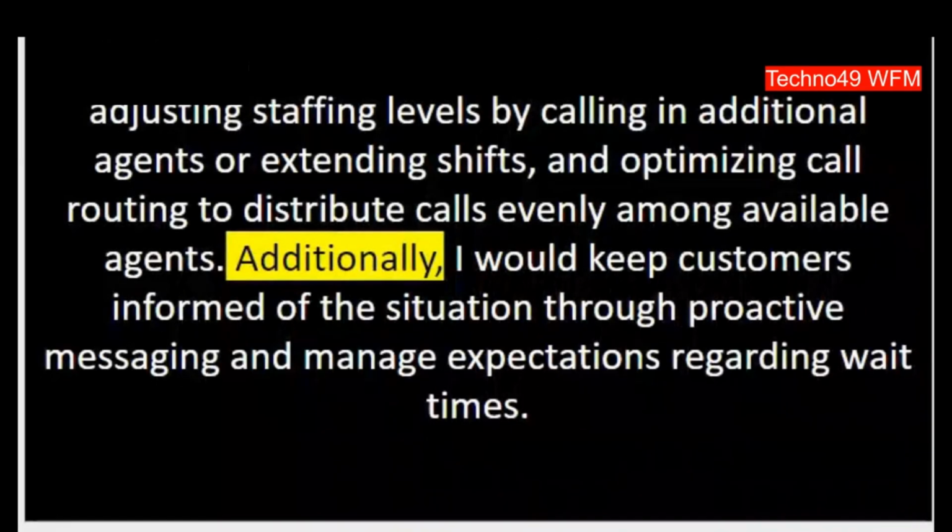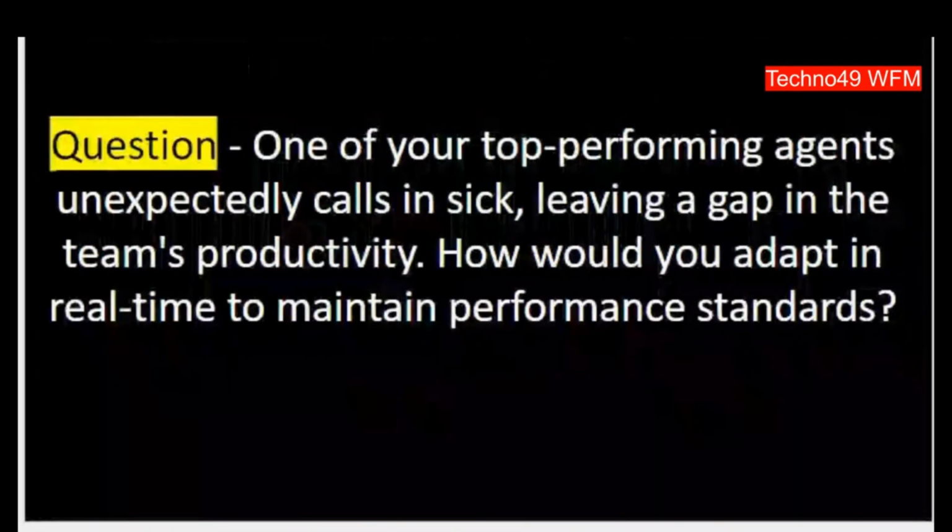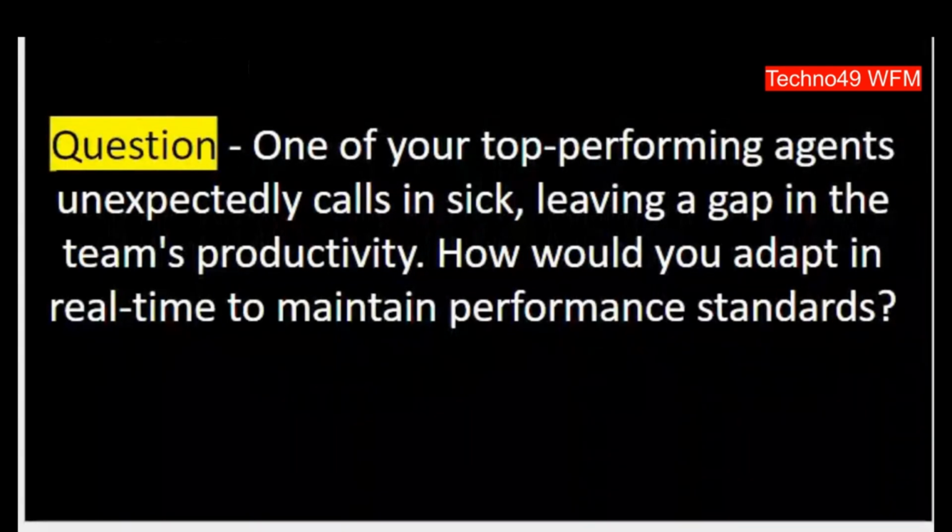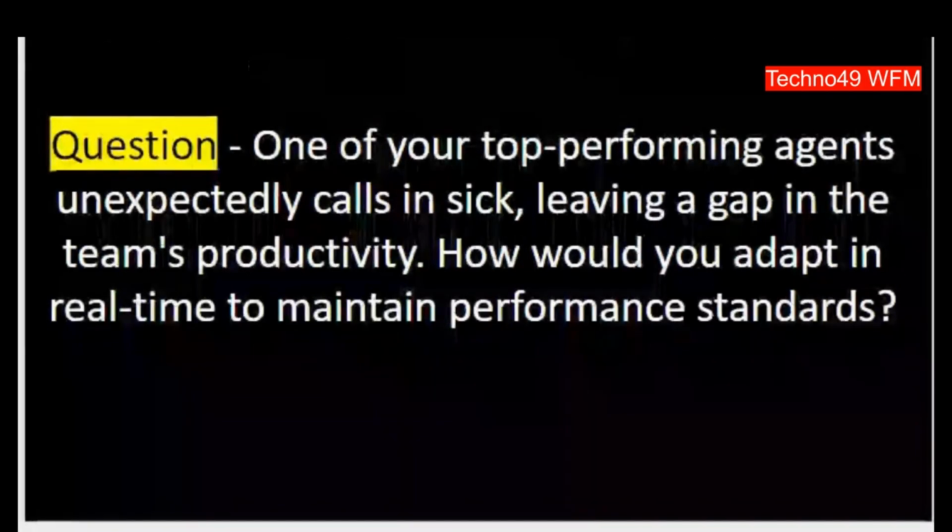Let's go to the next question we have. One of your top performing agents unexpectedly calls in sick, leaving a gap in the team's productivity. How would you adapt in real time to maintain performance standards? This kind of question can also be asked.